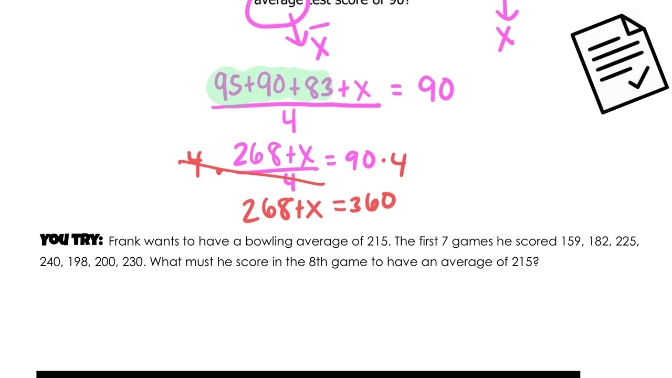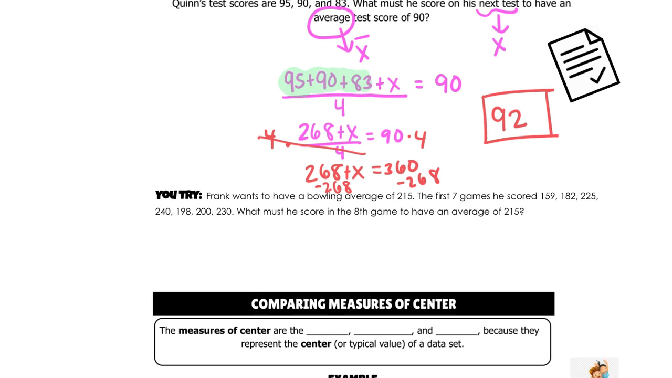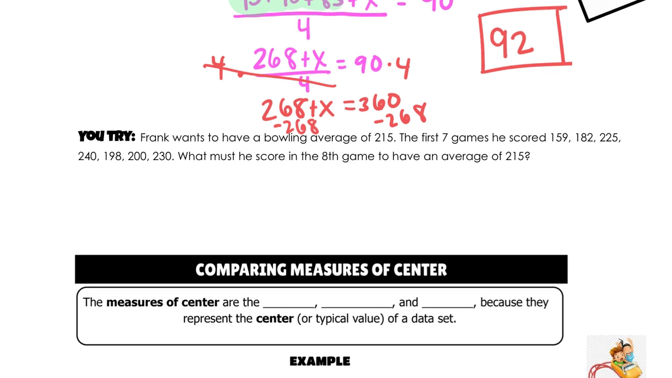So then to solve that for our unknown test score, or x, we're going to subtract 268. So 360 minus 268 is 92. So he must score a 92. This doesn't say that they're percents, so I'm not going to put a percent symbol on it. So that's that one. There's a Try It there.